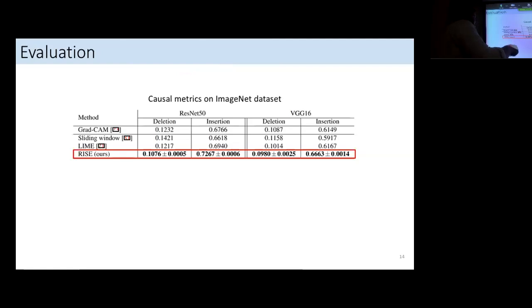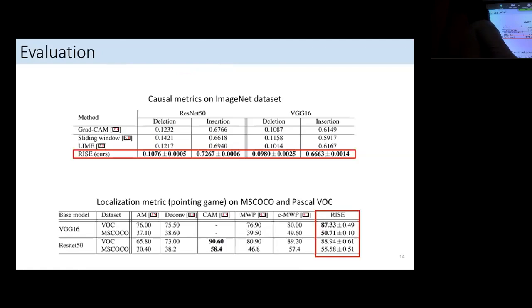So you can see here we outperform the other methods. For example, this is very popular from 2015, the LIME method, as well as sliding window, which are both white box approaches. And in the case of insertion, the higher the better. So that's what we're looking for here. We outperform on those metrics all of the other prominent methods that are being used.